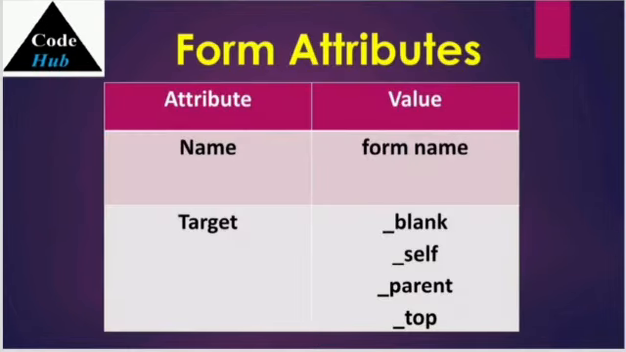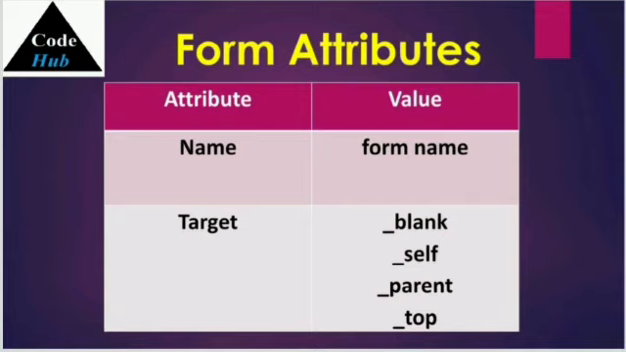Next are the other attributes for the form. Name, whose value is the form name, defines the unique name for the form. Next is target, with values _blank, _self, _parent and _top, which defines the target in which to open the given URL. Blank specifies the target URL will open in a new window. Self: the target URL will open in the same frame as it was clicked. Parent: the target URL will open in the parent frameset. And top: the target URL will open in the full body of the window.